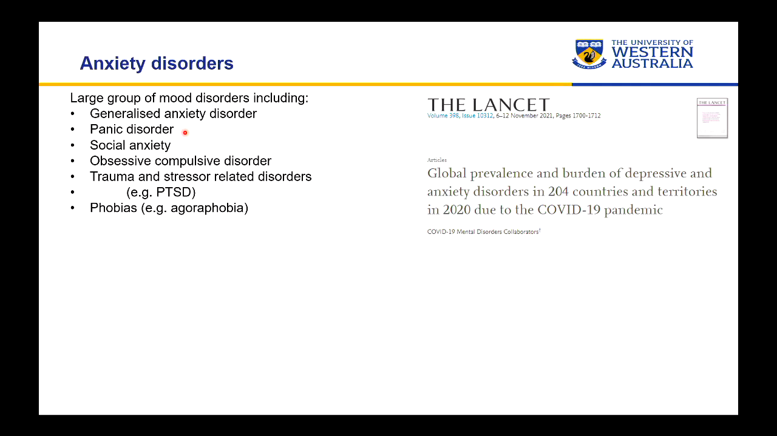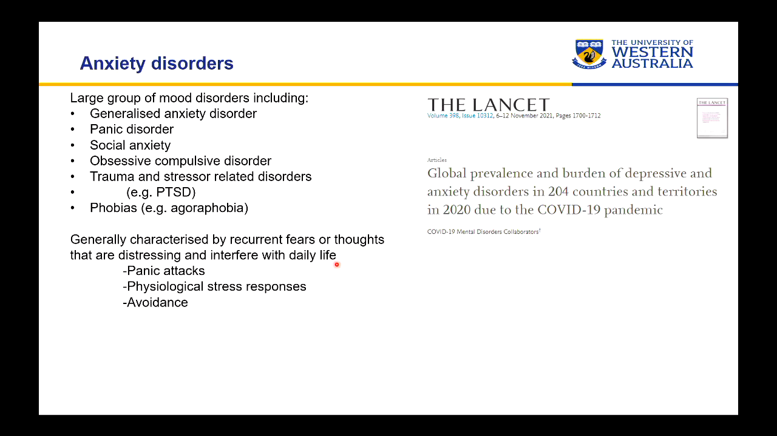But it can also involve things like panic disorder, social anxiety, obsessive compulsive disorder or OCD, also trauma and stressor-related disorders, so post-traumatic stress disorder, which is really common in people that have experienced traumatic events in their life. And it also includes phobias, so things like arachnophobia, agoraphobia. So it's anything that really causes an anxious-like response in your body, a physiological response that resembles stress or fear in situations that don't really call for those symptoms.